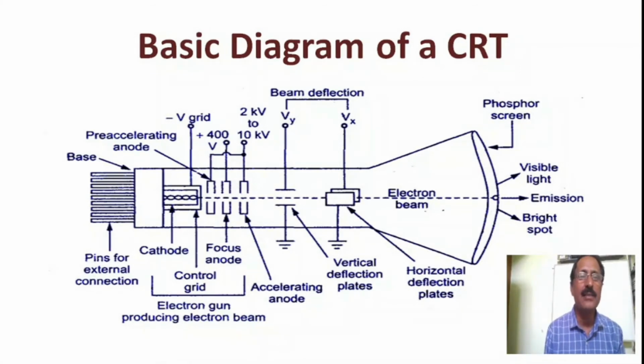Since the brightness of the spot on the face of the screen depends upon the beam intensity, it can be controlled by changing the negative bias on the control grid. That is what we are doing with the intensity control on the front panel of the CRO. Thus, the negative bias voltage applied to the grid controls the beam current. The intensity of a phosphorescent spot depends on the beam current.